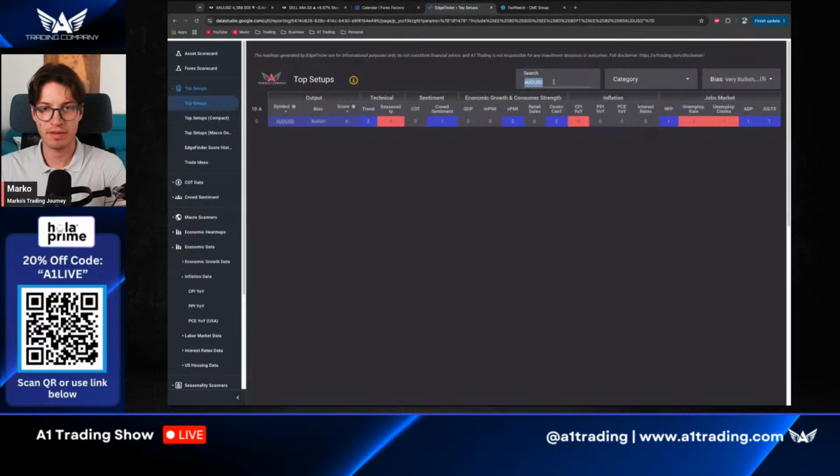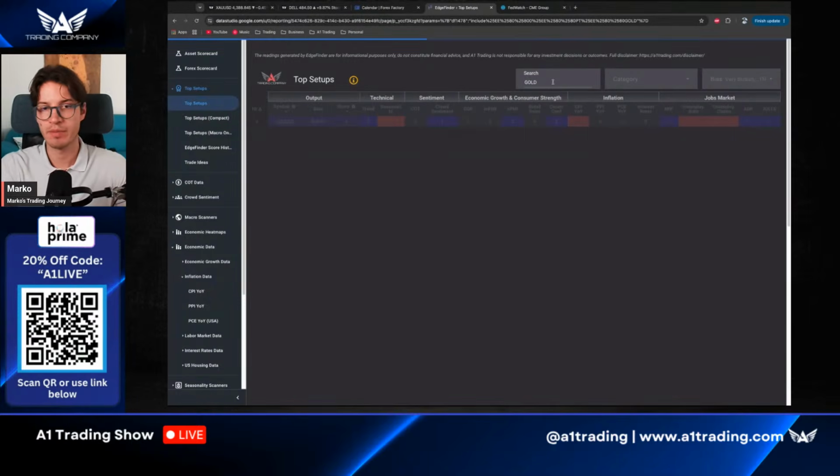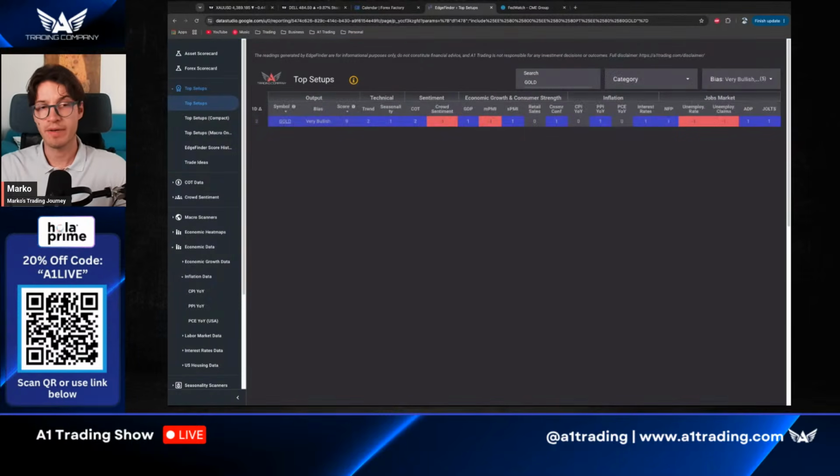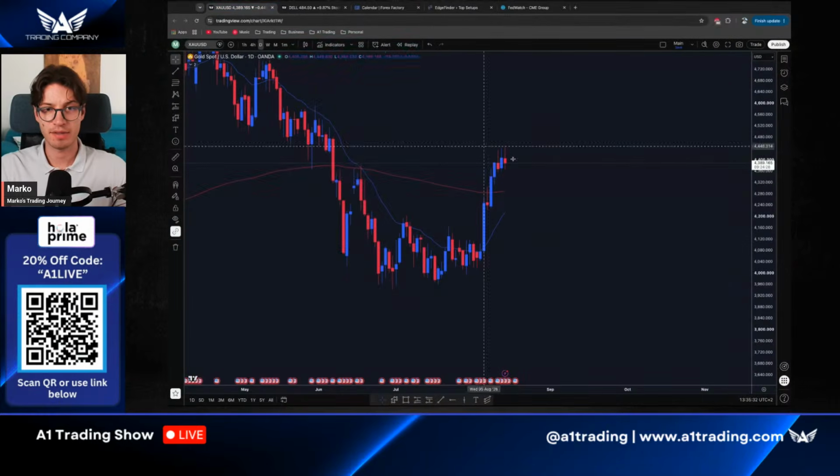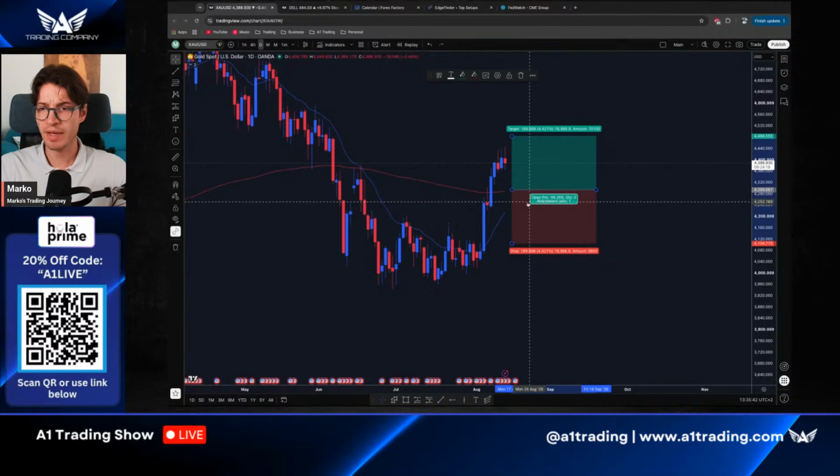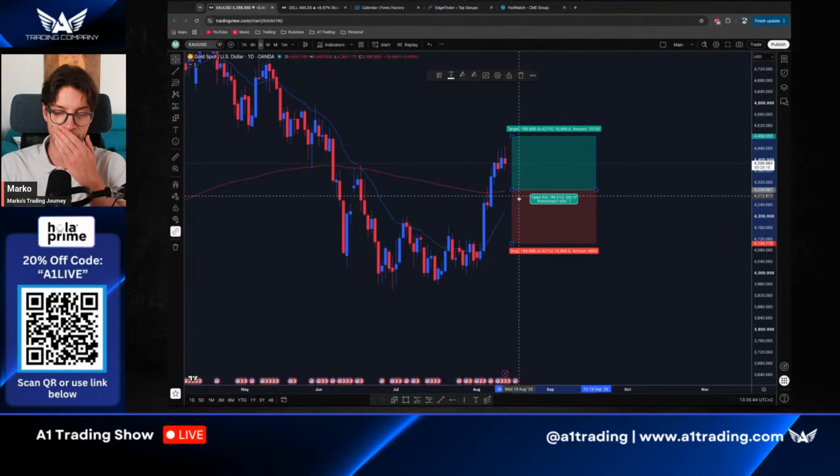What is great is the Edge Finder is giving a bullish print. So again, very bullish print, really good confluence, and I just need a bit of a pullback, a bit of a better price. The 200 EMA should act as support, placing a buy limit just before that at, let's say, 4,300. That makes a lot of sense to me.